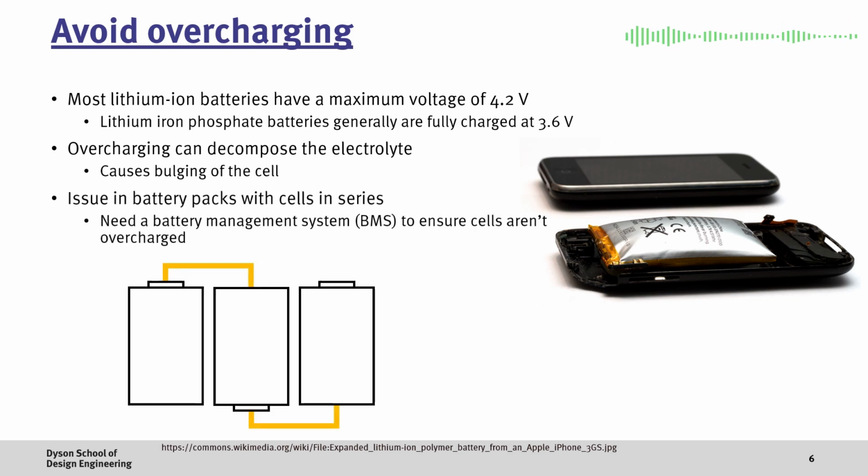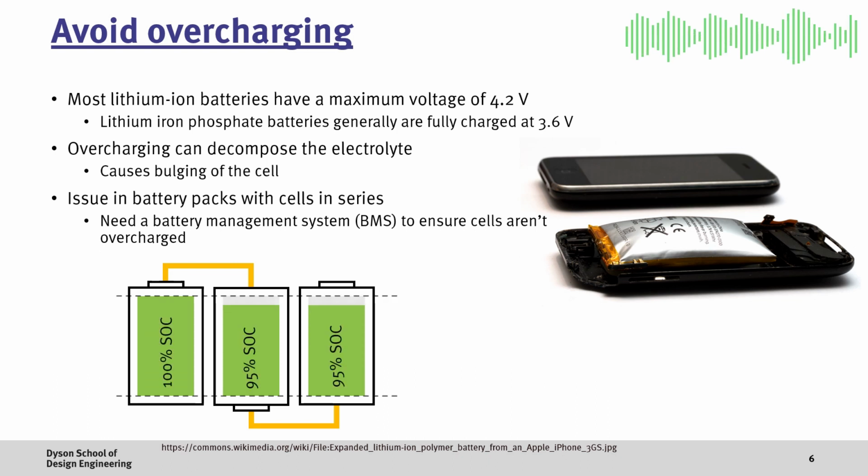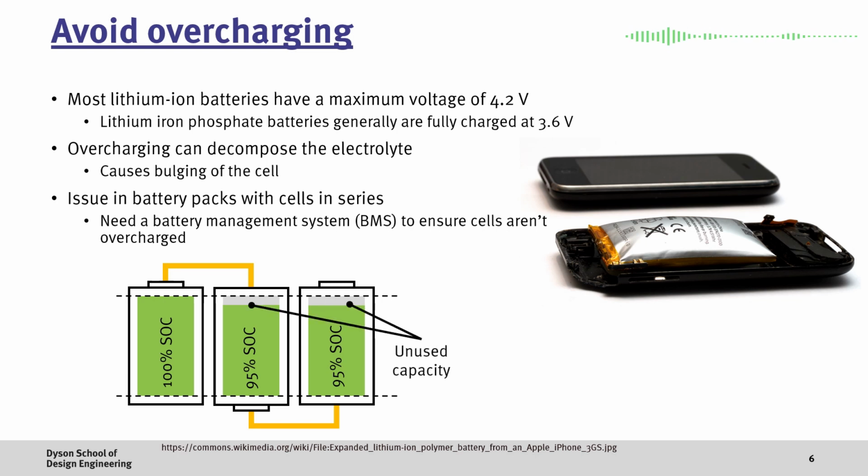For single cells, avoiding overcharge is more straightforward. However, for batteries in series, this can be more complicated since some cells might have different performance and thus a battery management system or BMS is needed. Here, in this example, you can see 3 cells in series, where the first cell has reached 100% state of charge, but the other 2 cells are only at 95%. If you kept charging these cells to 100%, because the cells are connected in series, it would mean that you overcharged the first cell, causing a potential hazard. Here, a BMS would balance the cells, to make sure this doesn't happen.